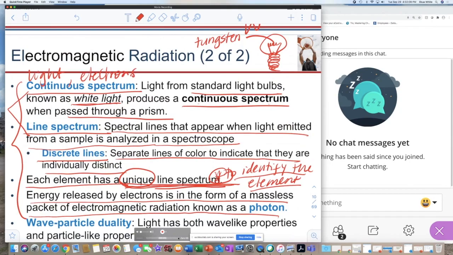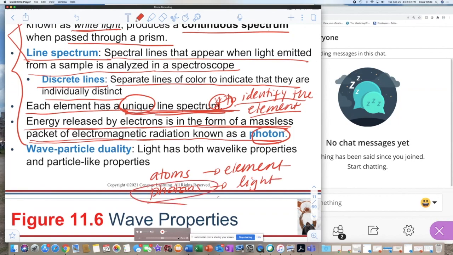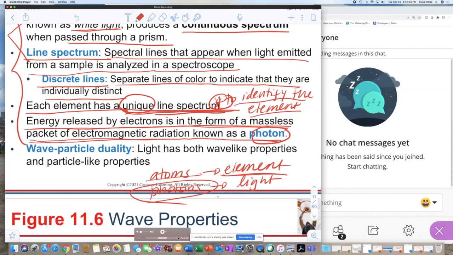But then down here, we're being told that energy is released in the form of massless packets of electromagnetic radiation known as photons. When light is being released in packets called photons, it's almost like atoms of light, but it's not really the same concept. The photon is the fundamental unit that produces light. I've never really done experiments with photons, so it's hard for me to explain that to you. It would be like atoms are to elements what photons are to light. If you're trying to look at the basic unit of light, it's pretty much photons. And the basic unit of elements is atoms. That's the idea, the building block.